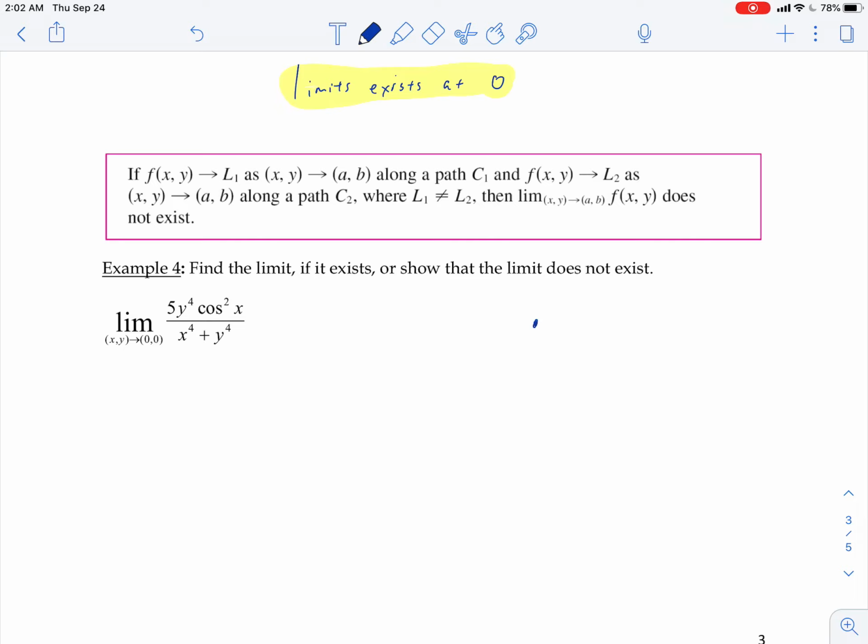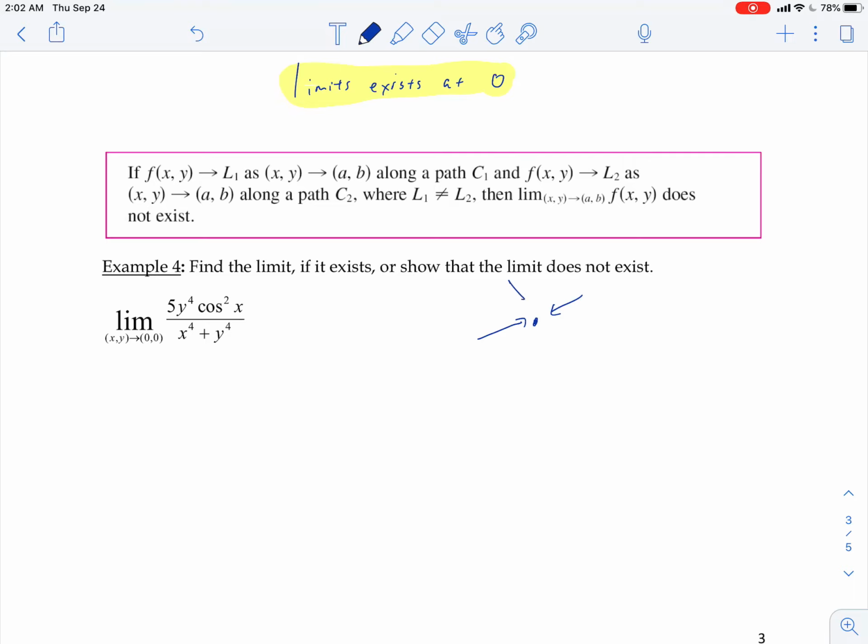It's like, say if I had a point here, and I'm coming this direction, so I have a pathway that's going to lead that way, and then I have another pathway that leads this way. If they don't go to the same value, then your limit doesn't exist. So we're just trying to find some pathways. And so usually what you're going to do is you always want to take the path from the x-axis and the y-axis, just depending upon where your point is. So let's go ahead and do an example. We want to find the limit if it exists, or show that the limit does not exist.